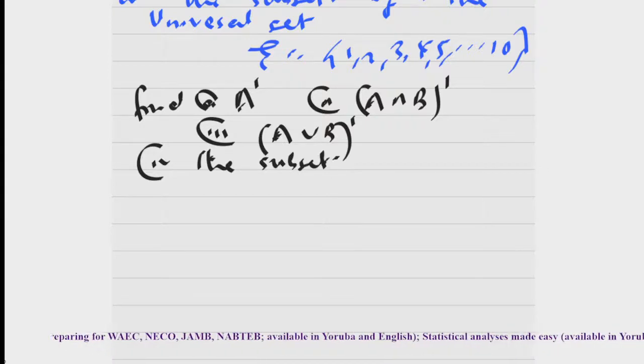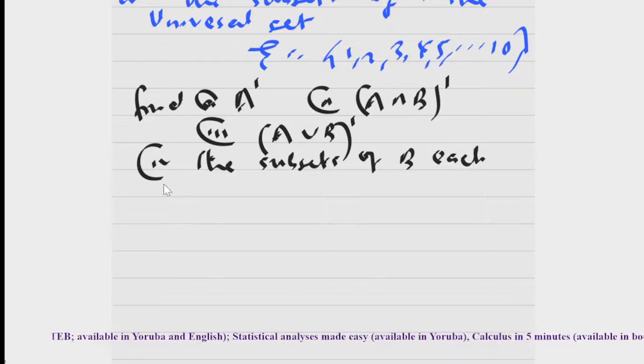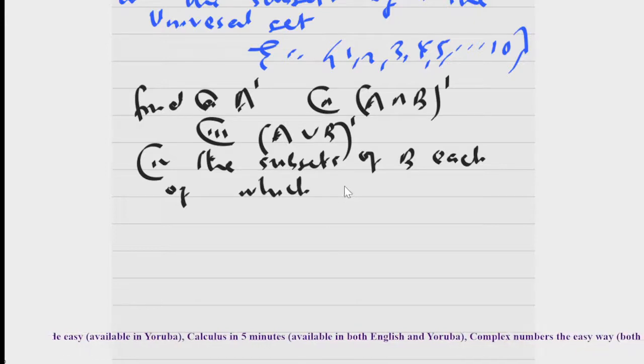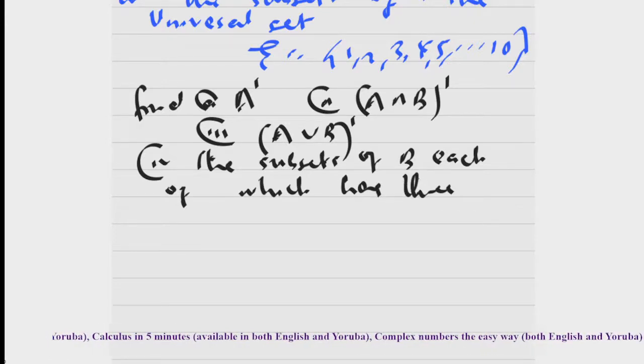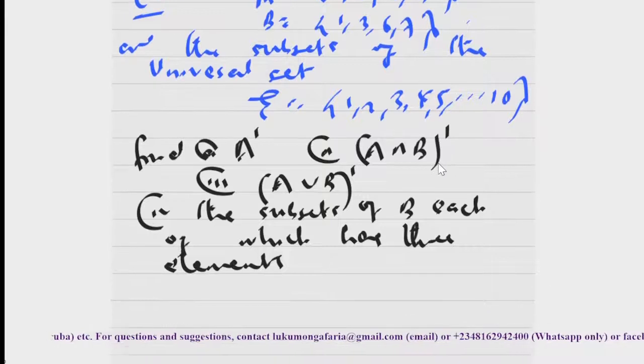The subsets of B, each of which has 3 elements. I'm going to use this example to show you some of the properties we have in sets, which are also true for some of our algebra. This is not difficult to do.